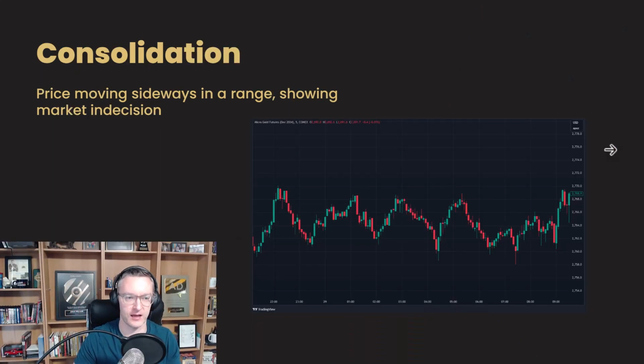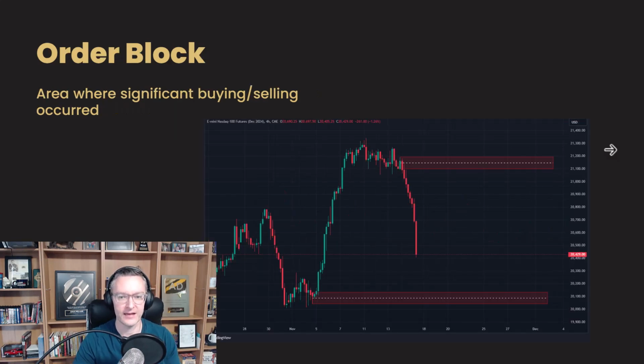So next, again, I did mention this consolidation. This is the price moving sideways in a range, showing market indecision. The buyers and the sellers are fighting and duking it out. I kind of relate this to ping pong, back and forth, right? Which way are we going here? And I don't like to trade during consolidation typically, but it also typically doesn't last as long as it does on this graph here.